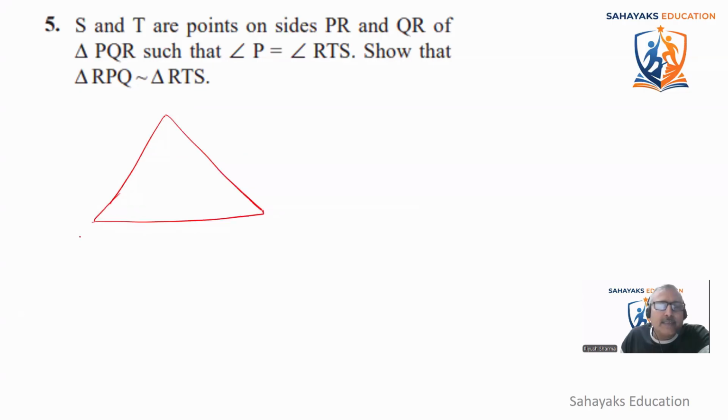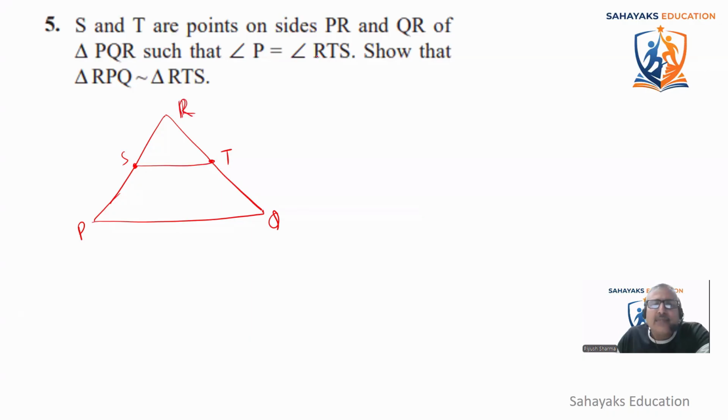Right, that's P, Q, and R. So PR, this point is S, and QR is T. So I'll just say point T. So the figure is the same. I've just changed the names of the vertices.